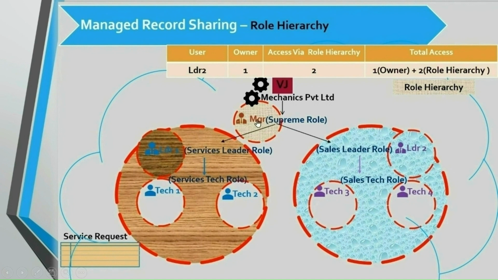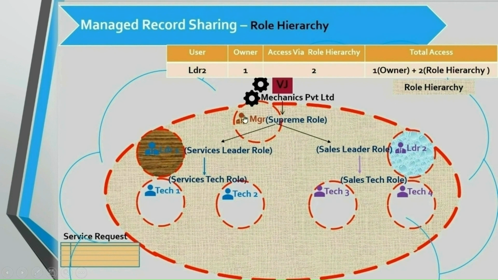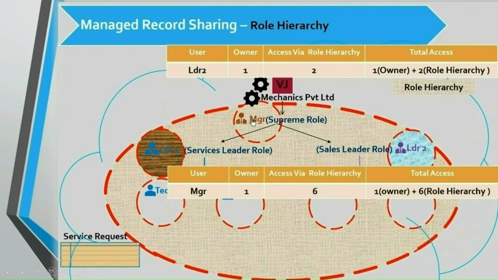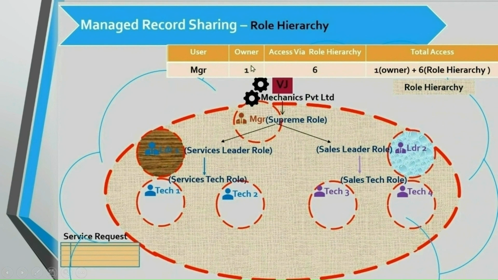If you see, MGR stays at the top in the hierarchy, so he should be able to get access to all the records created by his subordinates. So let's see, yes, he is able to access all the records and he gets the same access rights that his subordinates have on those records. Now let's see the complete access of MGR. MGR would get one record as owner. He would get 6 records via the role hierarchy because under him there are 6 records created by those 6 persons.